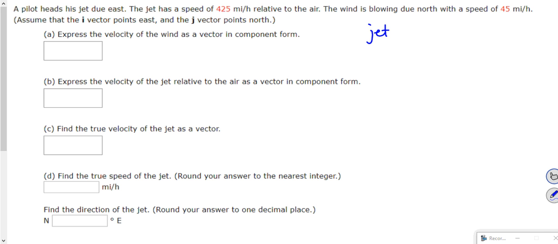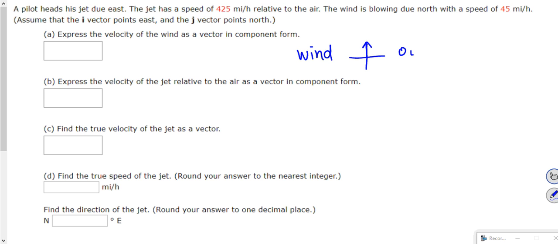Actually, they asked for the wind first. I apologize. So first they have wind. Sorry, I was going on the wording in the problem and not what they're asking first. So the wind, it says, is blowing due north. So that means wind is going due north.